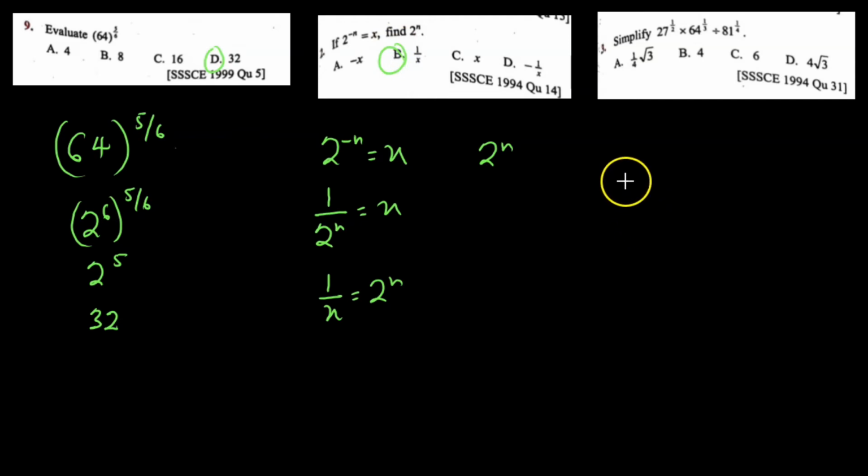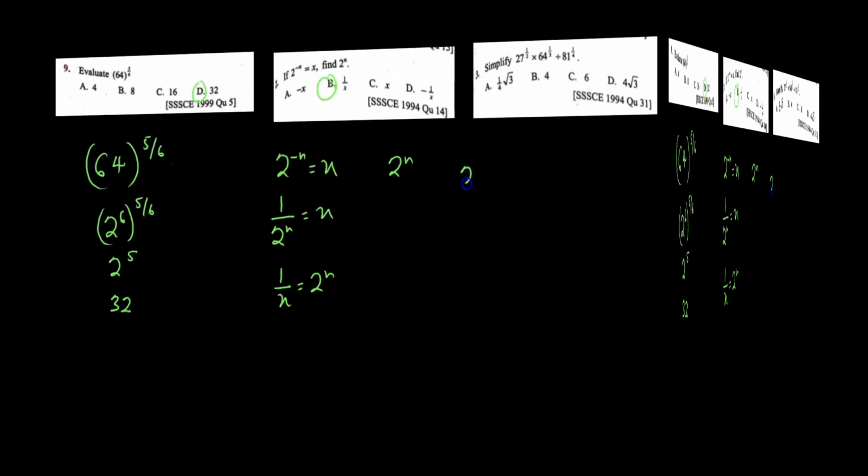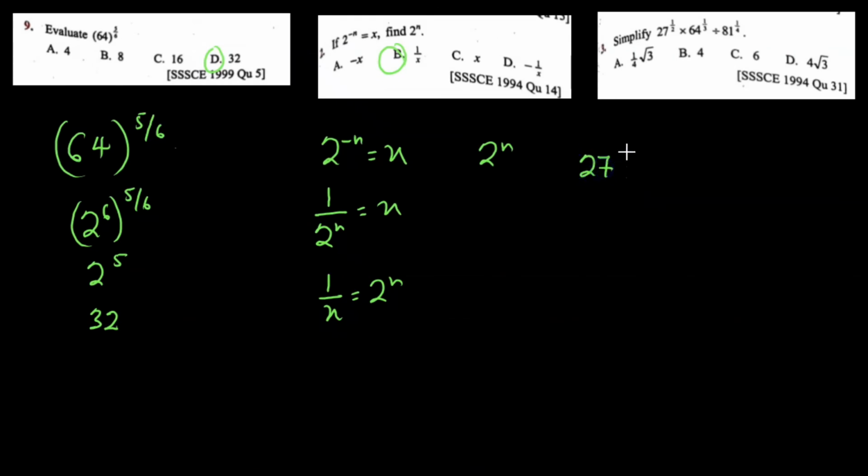Moving on, we have 27. Simplify 27 to the power 1/2, times 64 raised to the power 1/3, then divided by 81 to the power 1/4. So the question now is, can we write each of the terms there to a common base? Think about it. And the answer is no. You cannot write each of the terms there to a common base.